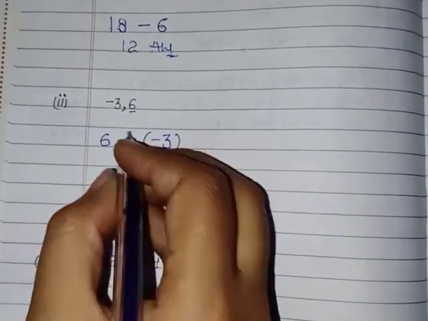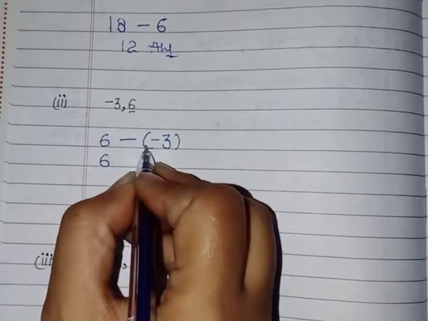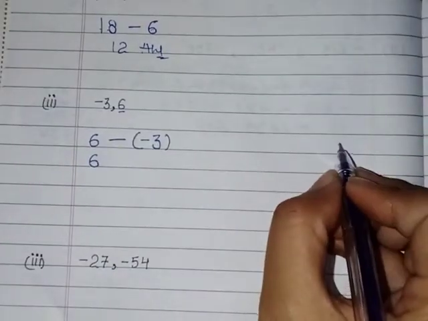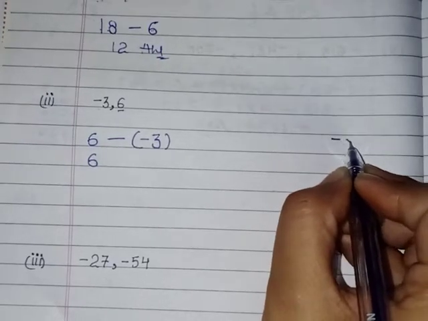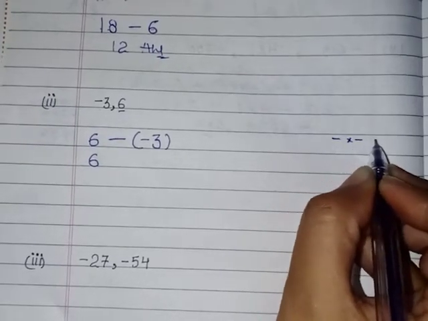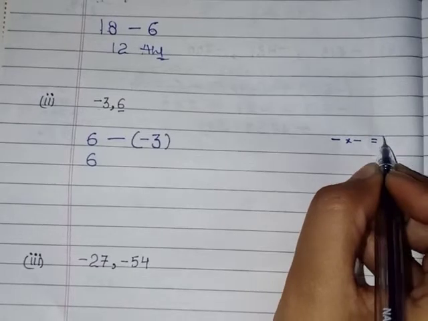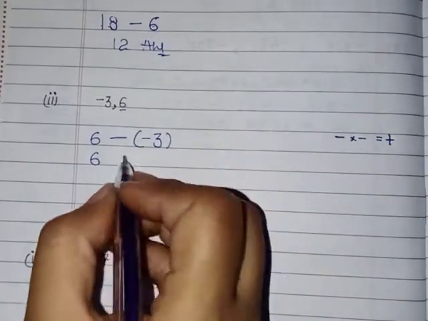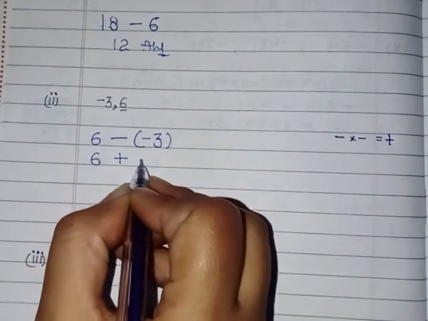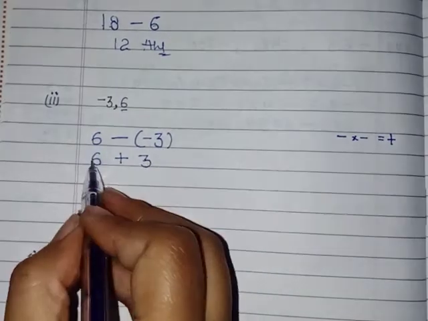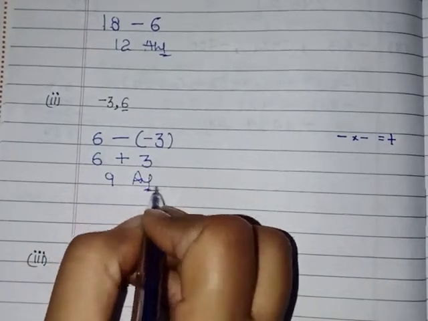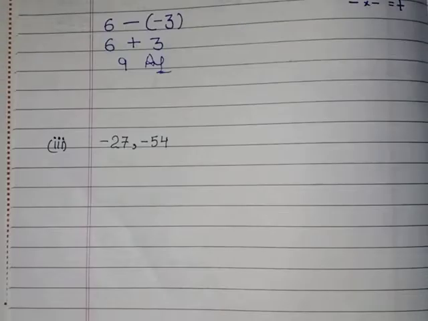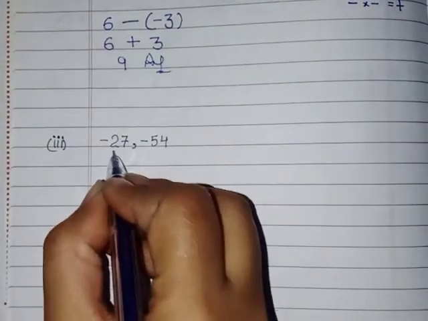Now 6 bracket means multiplication, and while explaining integers I explained to you that when we multiply minus with minus, we get plus. So it will become 6 plus 3. 6 plus 3 is 9. This is your answer.